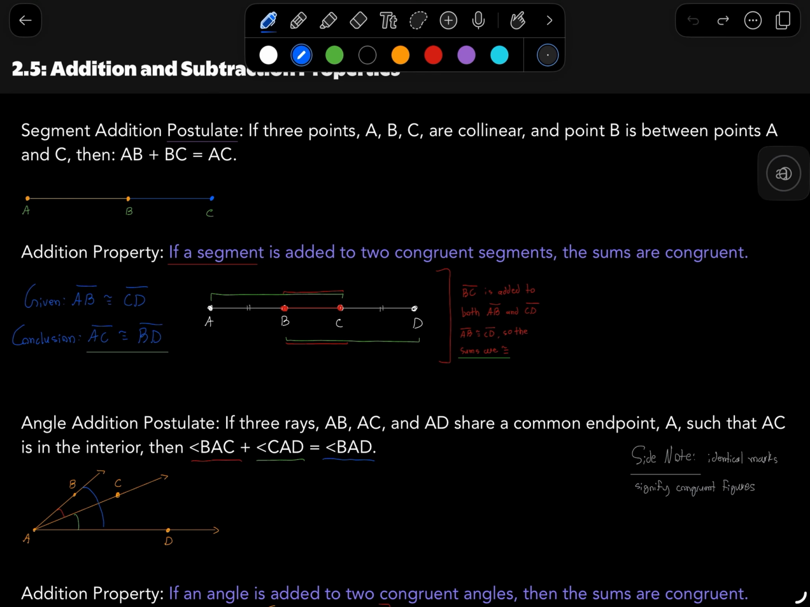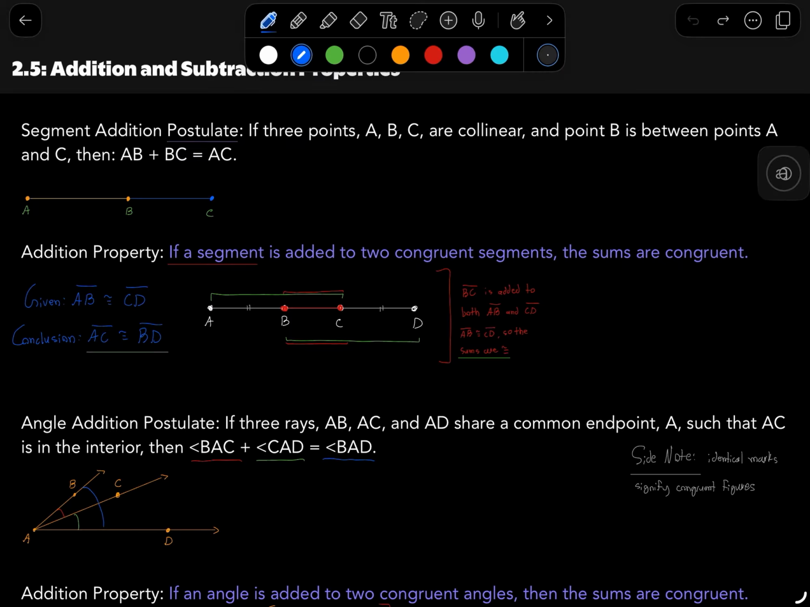Now, the natural continuation of that is the addition property, right? And what I've highlighted here in purple is the theorem you should definitely know, right? So again, if a segment is added to two congruent segments, the sums are congruent. Make sure you know that theorem.